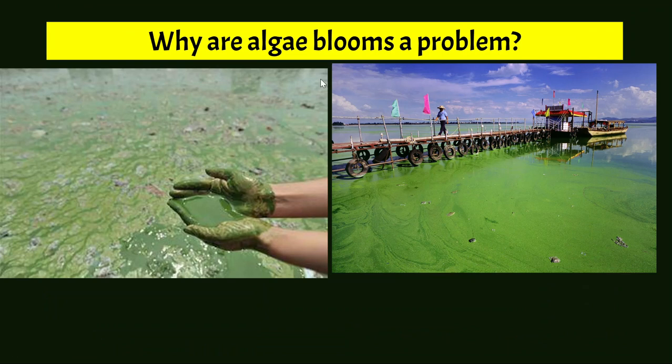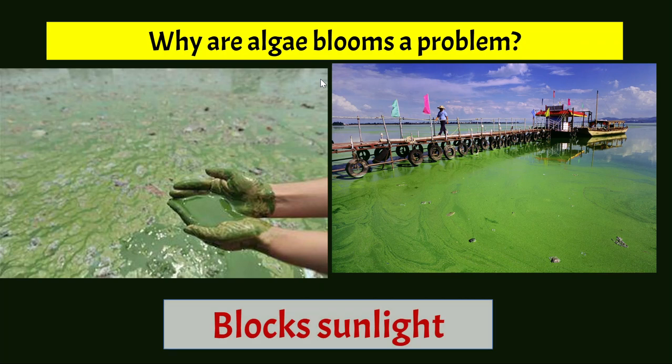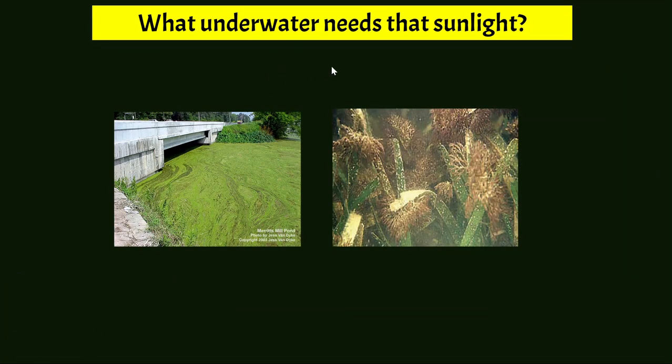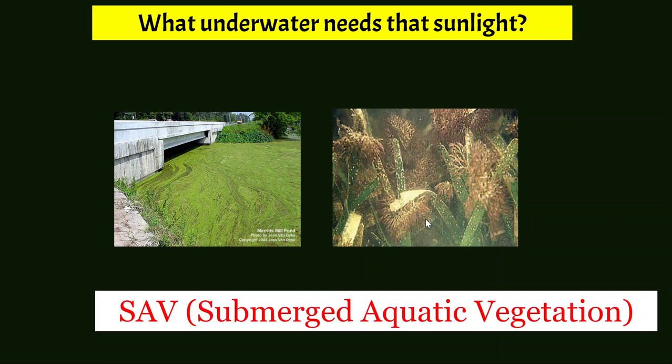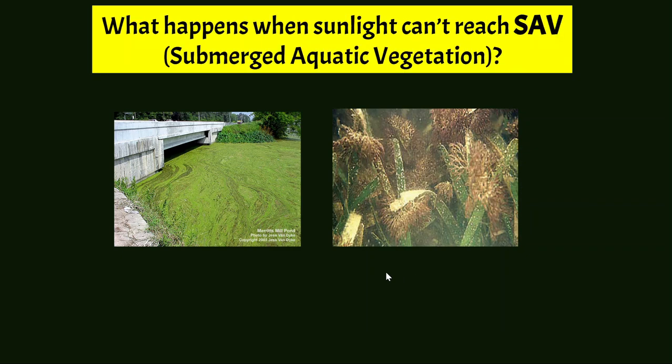Okay, so why are algae blooms a problem? They're a problem because they block sunlight that the stuff underneath the algae really needs in order to grow. Okay, we need our stuff underneath the surface to grow and photosynthesize in the sun because that puts oxygen into the water, yeah? Okay, what underwater needs that sunlight? It's called submerged aquatic vegetation, SAV. That just means underwater plants.